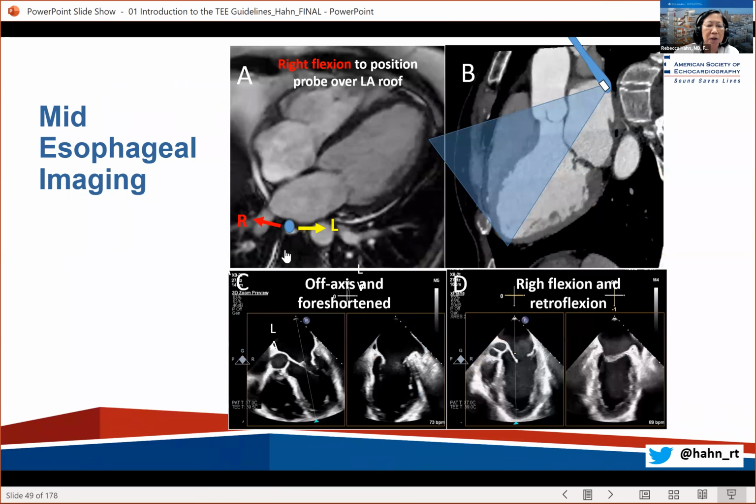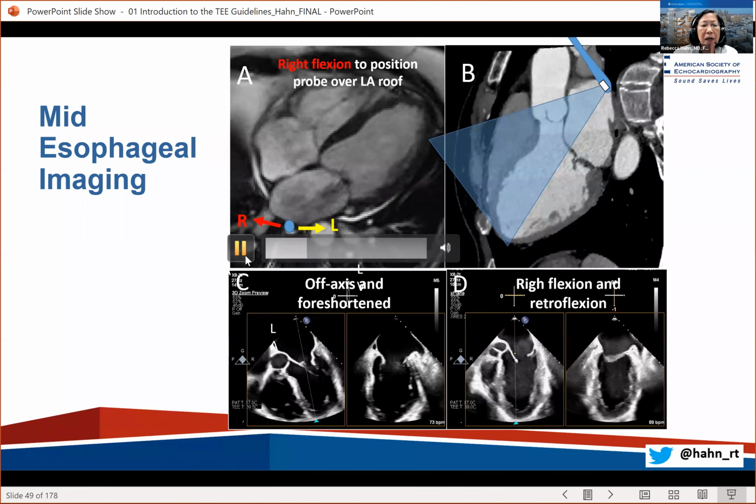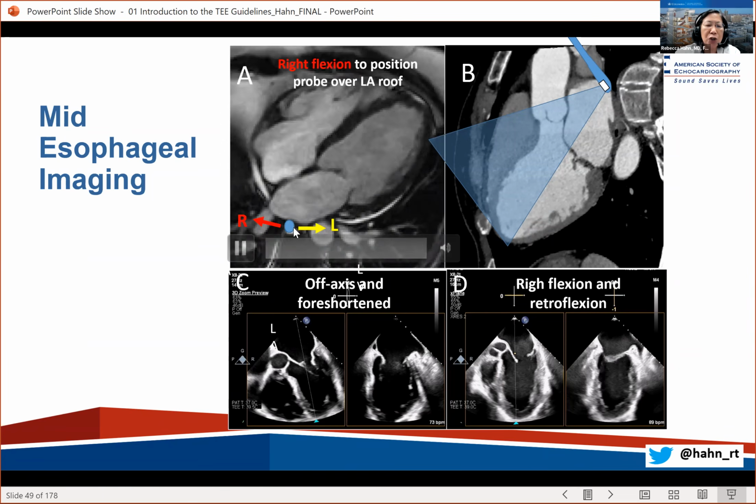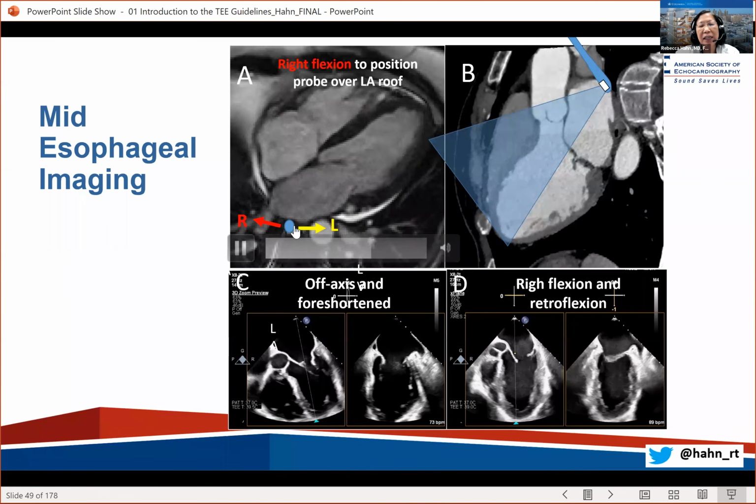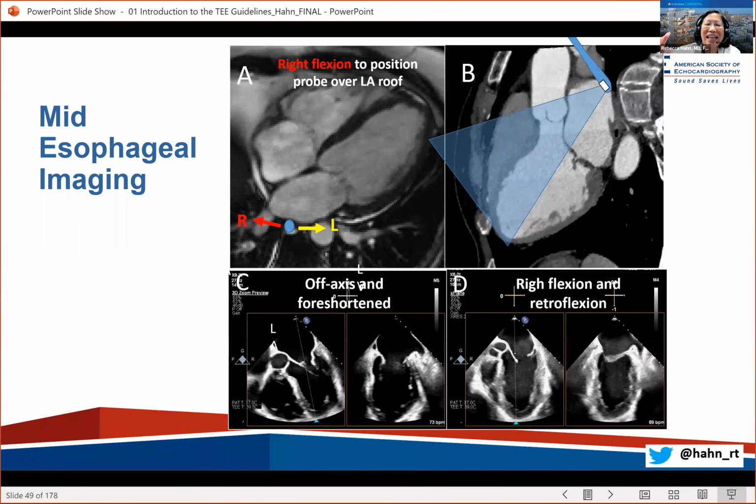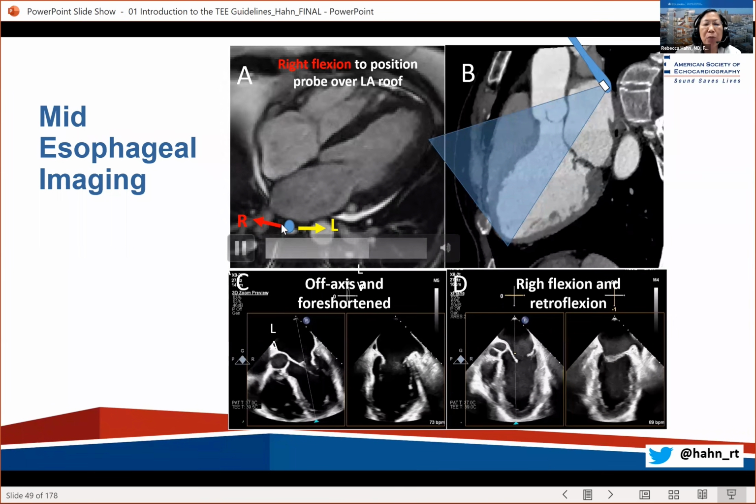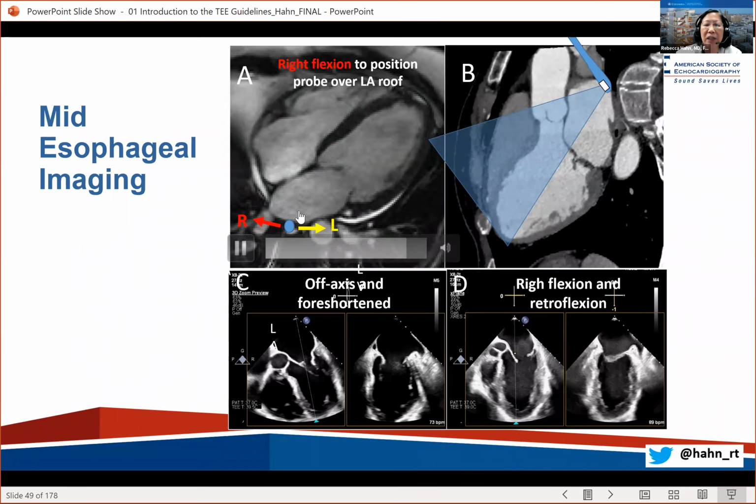All right, so let's go back to here and talk about midesophageal imaging. So I just wanted to show you this is a CMR of a 4-chamber view, and the esophagus is way back here. Because the esophagus 9 times out of 10 is going to come down on the lateral side of your left atrium, using the lateral flexion wheel and moving it to the right will obviously put the probe over the dome of the left atrium.